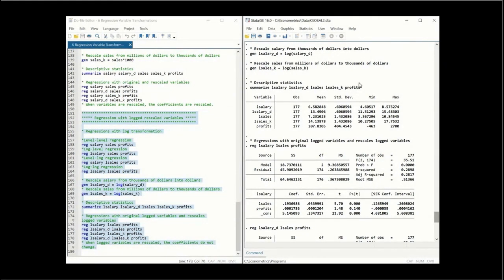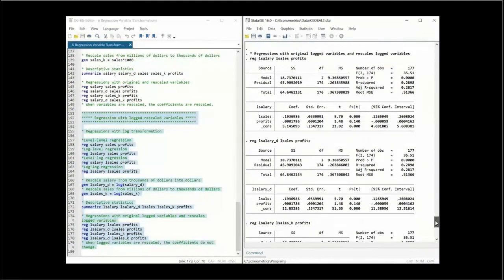So if we now take descriptive statistics with the log of salary and the log of salary that was measured in dollars, so the log of sales and the one that was measured in dollars. So all of these results are now of the logged variables, and they all are of reasonable magnitude, so they're all acceptable. So let's do a regression with the original log variables and the rescaled log variables. So here what we have is the regression of log salary on log sales and profits. So notice what happens to the coefficients. So we obtain these coefficients here, which is 0.19.